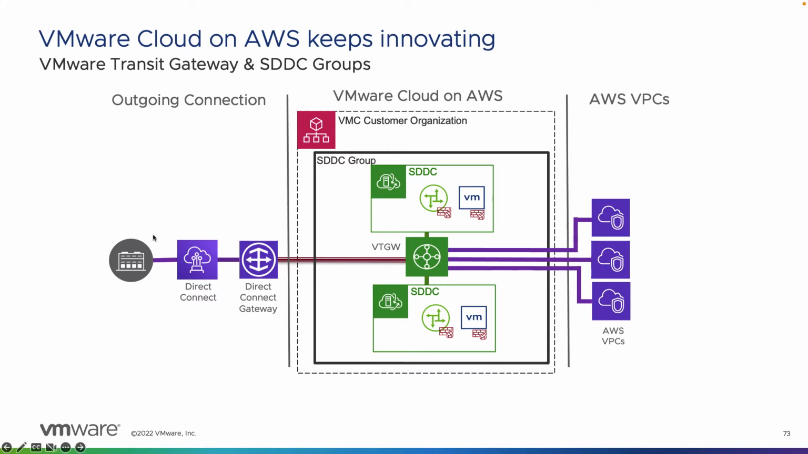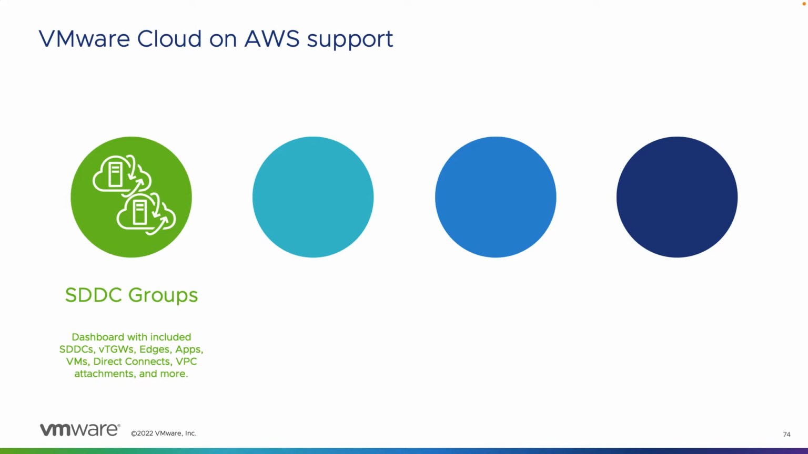Between the outgoing connection, we can see our Direct Connect or Direct Connect gateway. We can also see our VMC on AWS environment, where we've got our organization and our SDDC groups that are running, our virtual transit gateways, and then we can also see our AWS VPCs. Now, within our VMC on AWS environment, we want to focus on how we're going to be able to support that environment. First thing we're going to focus on is SDDC groups. So this is going to include dashboards focusing on the SDDC, the virtual transit gateways, the edges, the apps, the VMs, the Direct Connect, the VPC attachments, and much more.